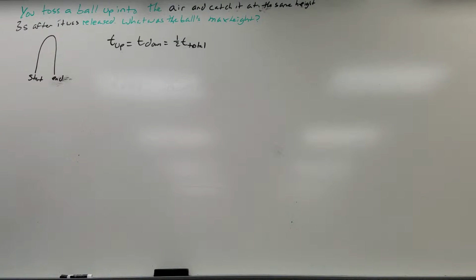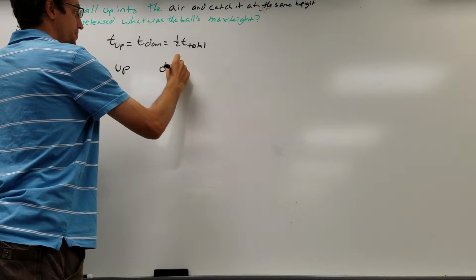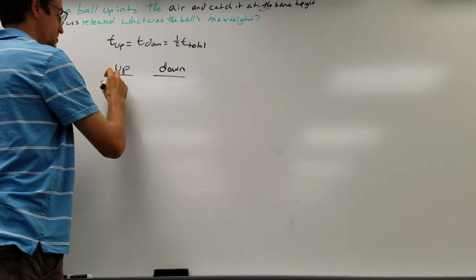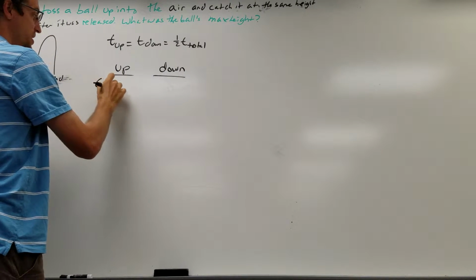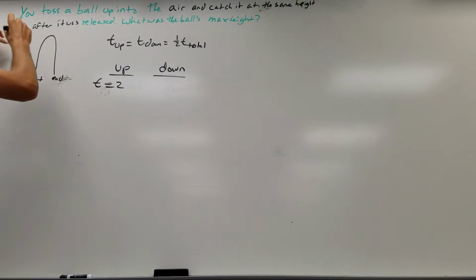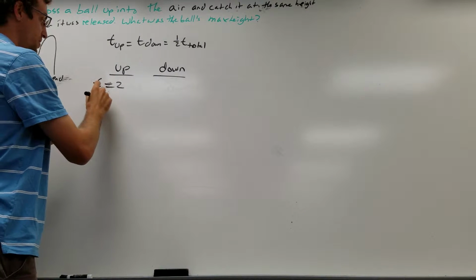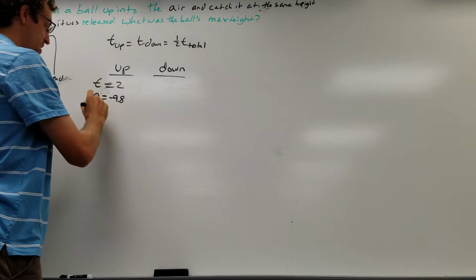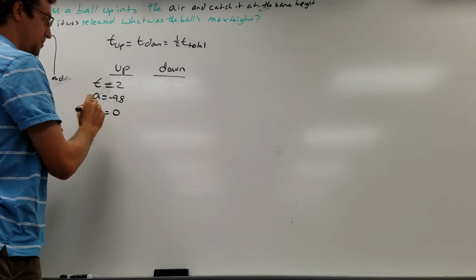So, the nice thing about that is that means we can split this problem into parts. We can do the up part and the down part. So what do I know about each? Well, T up is going to be half the total time. Oops, it's supposed to be 4 seconds. I'm sorry. 4 seconds later. So T up is 2. We know acceleration is negative 9.8. And we know that V final for the up part is 0.